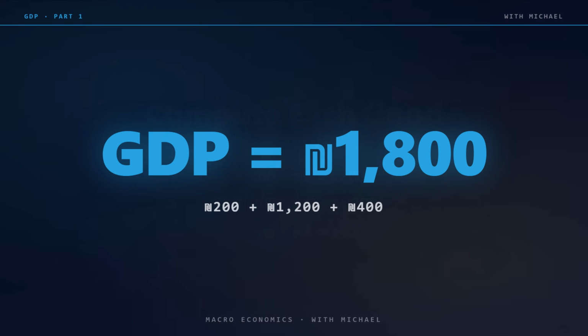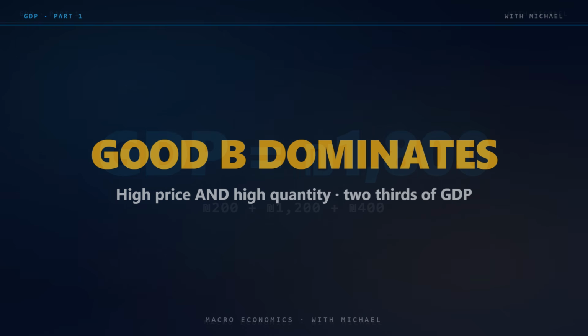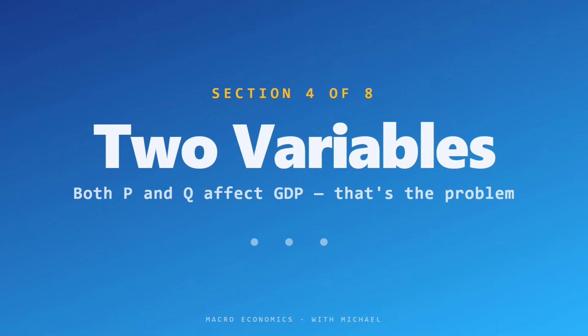Notice the structure. Each good contributes its own price times quantity. Good B dominates the total because it has both high quantity and high price. The GDP of any economy is dominated by its highest value, highest volume goods. Real economies follow exactly the same pattern. Section 4. Why both variables matter. The GDP formula has 2 variables, price and quantity. Each one affects the total.